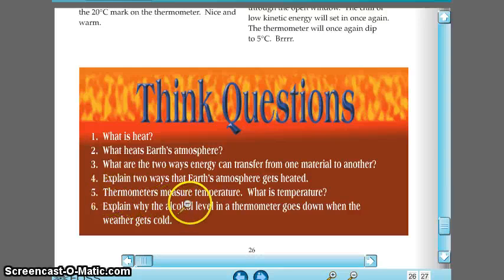Okay, what do thermometers do? What is temperature? Explain why alcohol levels in a thermometer go down when the weather gets cold. And we talked about expansion and contraction. When things get hot, they expand. When things get cool, they contract.